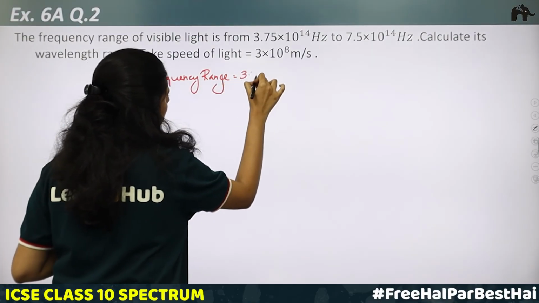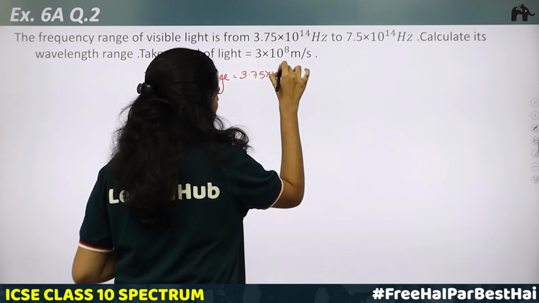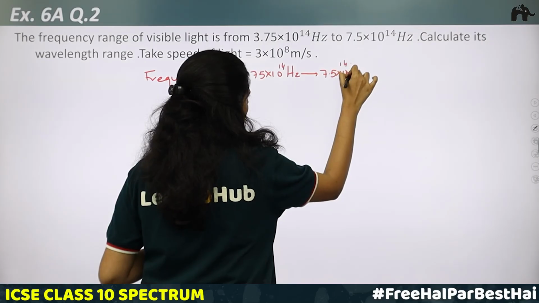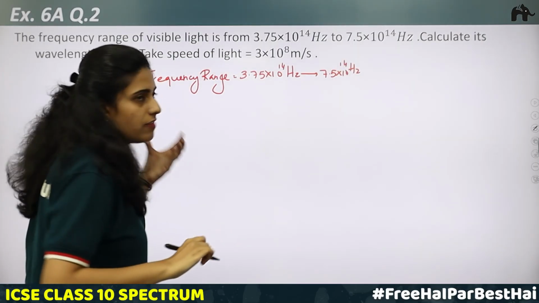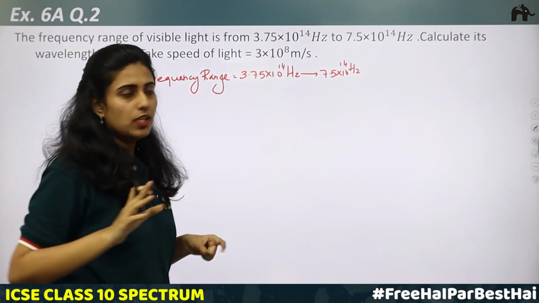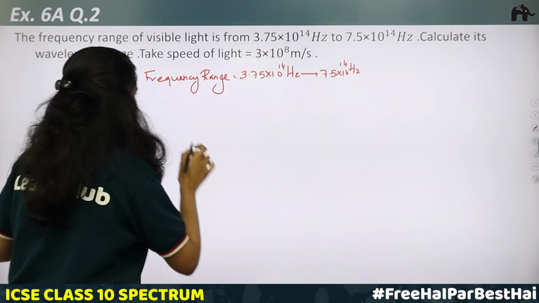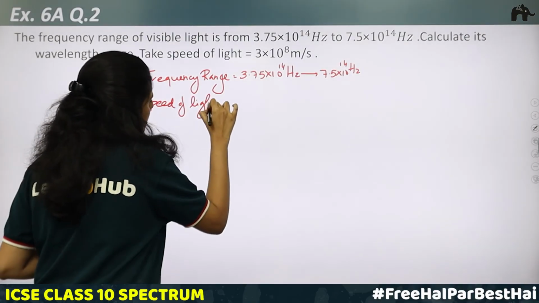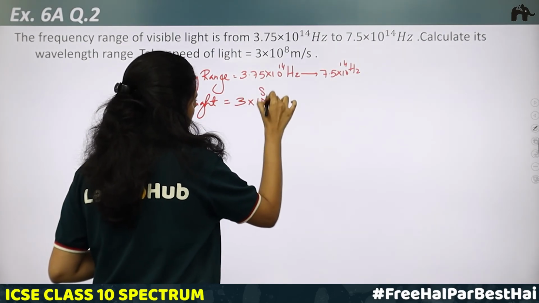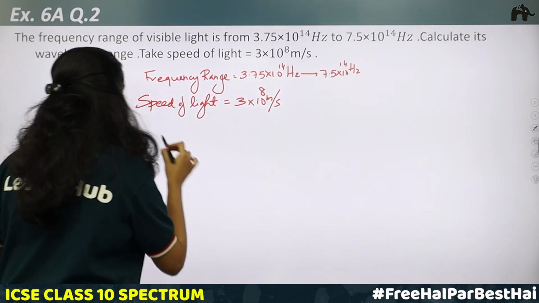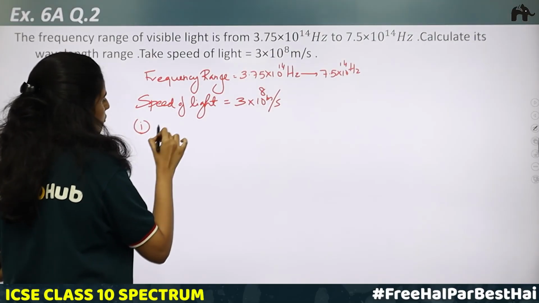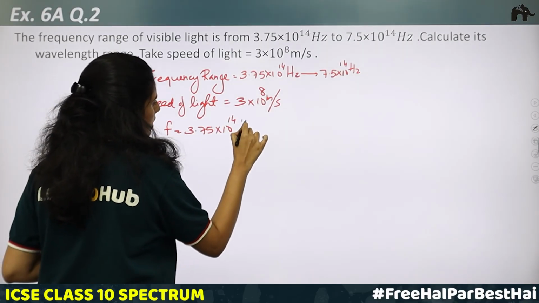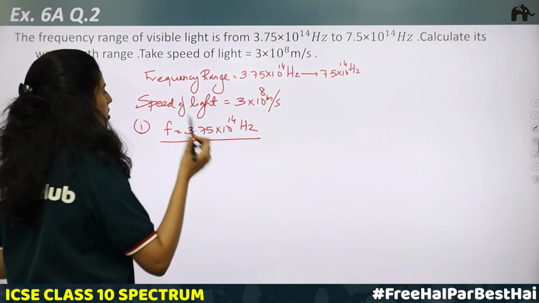Frequency range is equal to 3.75 into 10 raised to 14 hertz to 7.5 into 10 raised to 14 hertz. Okay. So we have to find wavelength for both the frequencies. Then only we will be getting the wavelength range. So first we are given the speed of light, which is equal to 3 into 10 raised to 8 meter per second. Okay. Now first we have to find for frequency f is equal to 3.75 into 10 raised to 14 hertz. Let's see what is the wavelength.